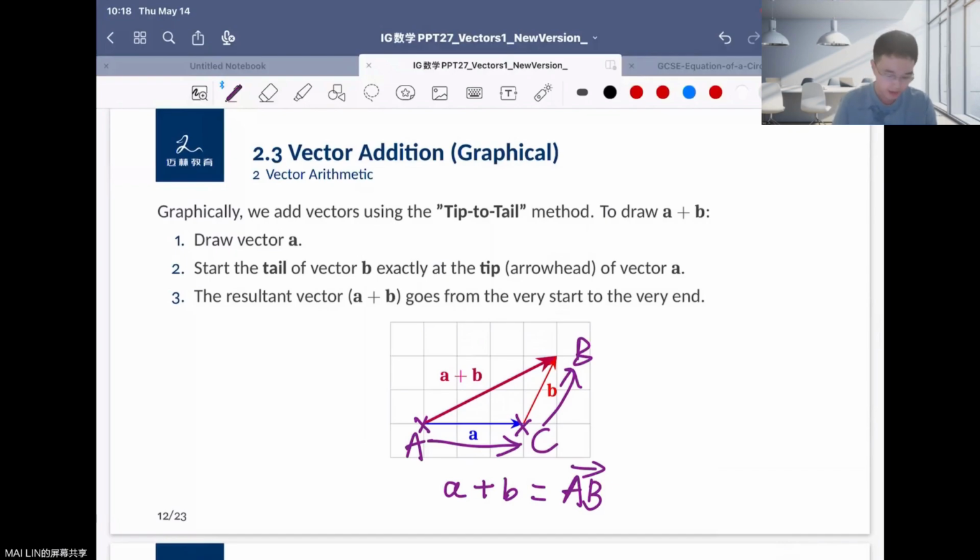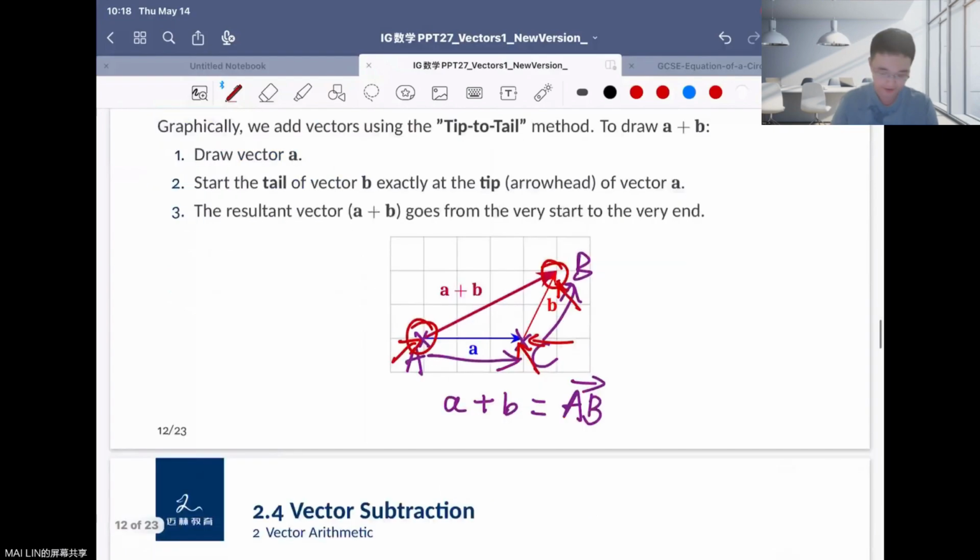So for A plus B, you can use the tip-to-tail rule. First, from A's tip to the other vector's tail, okay? And then added together, it is from the beginning tail to the end tip. That is vector addition right here.